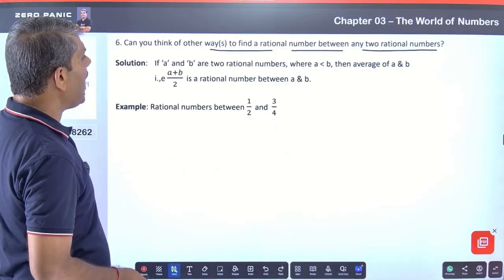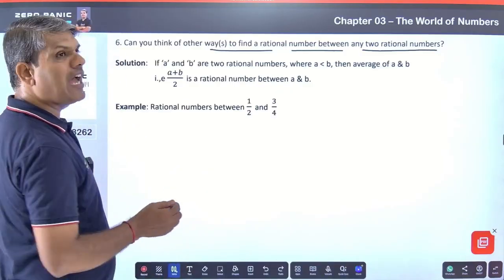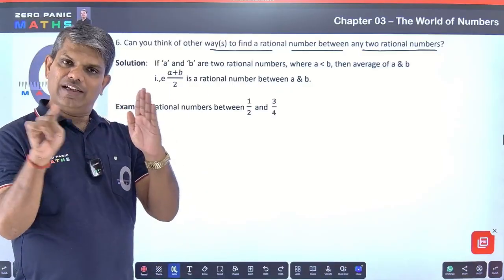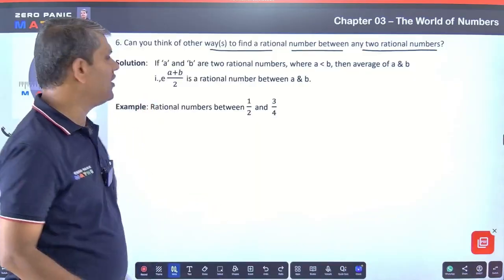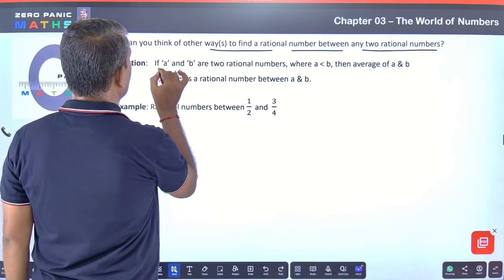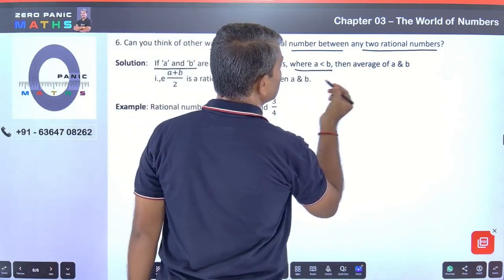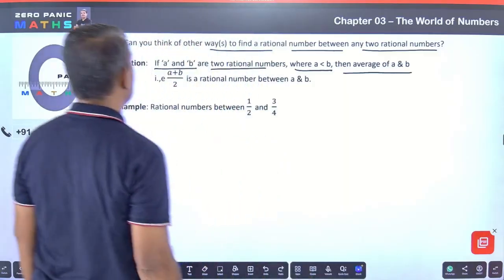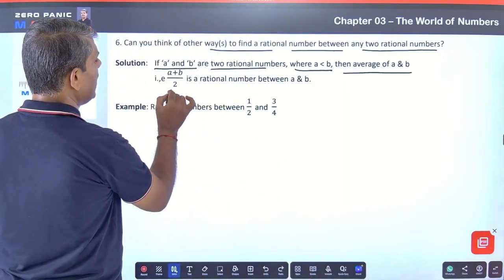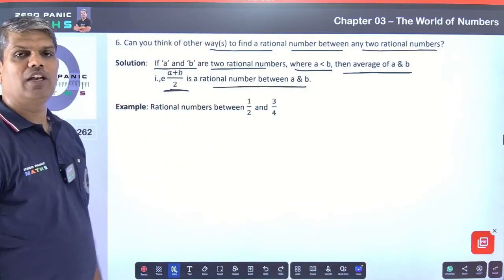Now I have another way that I have also already discussed: you can add the two numbers and divide by 2, taking the average. That is another solution that I am thinking of. If A and B are two rational numbers where A is less than B, then the average of A and B, that is (A plus B) divided by 2, is a rational number that lies between A and B always.